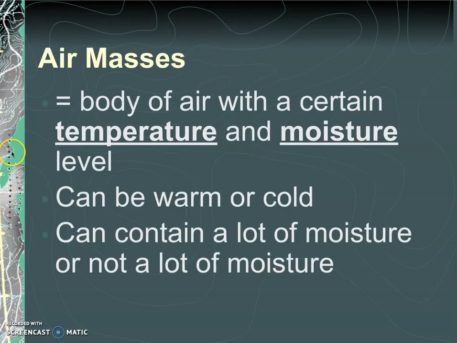So these things that are pushing and pulling are air masses. So these air masses, they're going to be different. Okay, they're going to have a different temperature, their moisture level, whether it's warm, whether it's cold, whether it's hot, if it's really moist air, if it's really dry air, it of course is going to affect our weather.